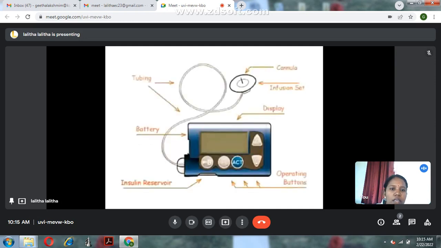So this is the insulin machine. Here the insulin machine consists of a cannula. The cannula can be used to inject the insulin, along with an infusion set.